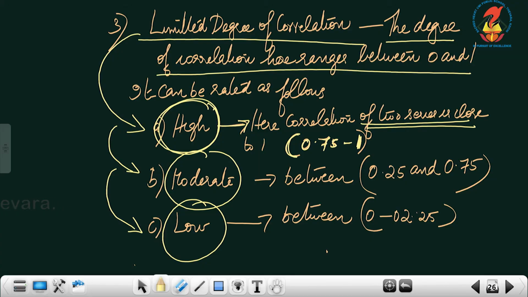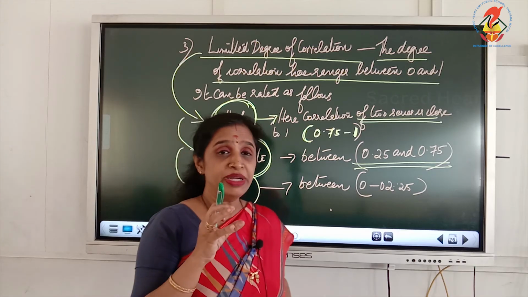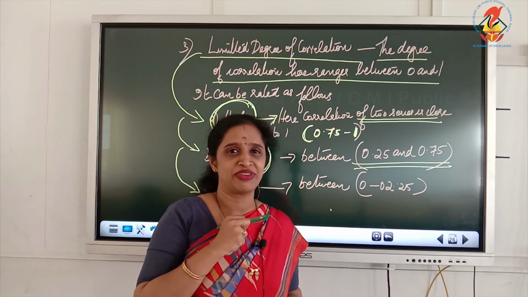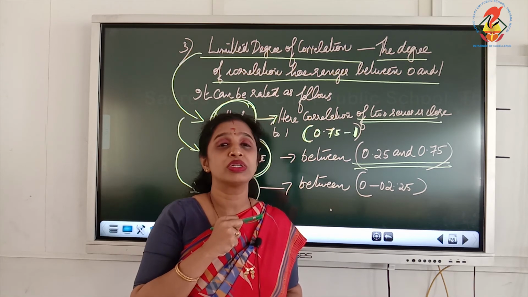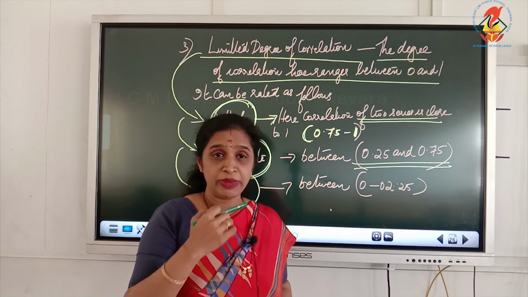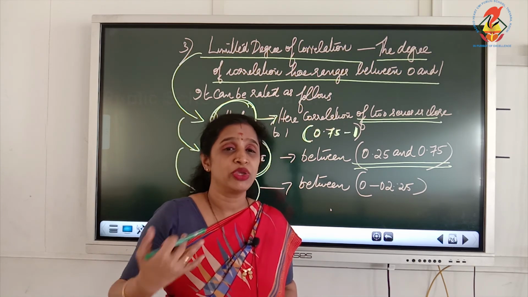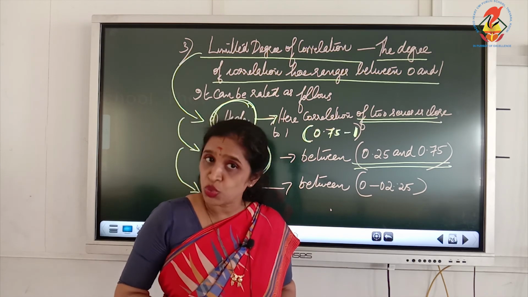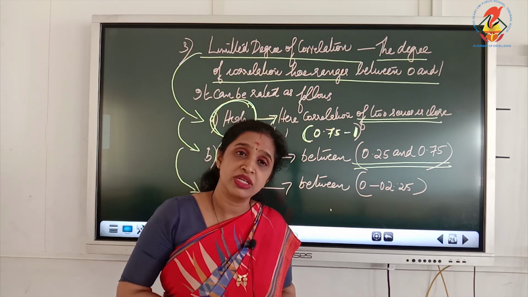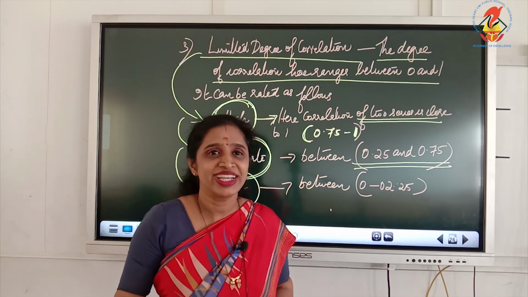Okay. Now, next one is moderate. Moderate means the correlation of two variables lies between 0.25 and 0.75. It is in the middle range, isn't it? Okay, so if you are learning about a particular relationship between two variables and you are finding out the correlation by using different statistical tools, at that time, if you are getting the answer as 0.50, what will be your assessment? The two variables are moderately related.